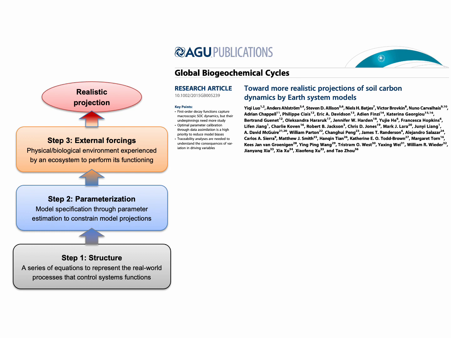Data assimilation is a statistically rigorous approach to model parameterization. The latter is one of the three essential elements towards a realistic model prediction. To realistically predict the ecosystem response to climate change, we need the model structure to represent the real-world processes that control system functions. We also need model specification through parameter estimation to constrain model predictions. Moreover, the external forcing variables have to reflect the physical, chemical, and biological environment that an ecosystem experiences to perform its functioning.